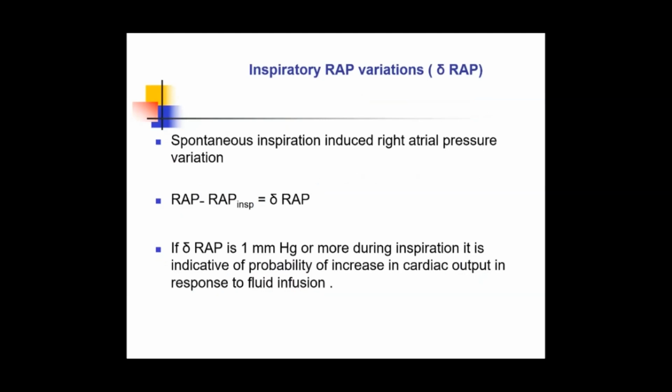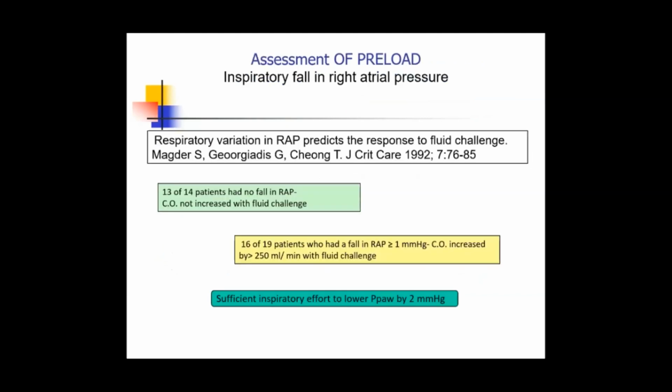So the delta RAP, if it is 1 millimeter mercury or more, that is, a fall in the RAP of 1 or more during inspiration, is indicative of probability of increase in cardiac output in response to fluid infusion. In studies, it was found that in 13 out of the 14 patients who had no fall in RAP, when a fluid challenge was given, there was no increase in cardiac output. Whereas 16 out of 19 patients who showed an inspiratory fall in RAP of 1 or more than 1 millimeter mercury had cardiac output increase by more than 250 ml per minute with fluid challenge. Sufficient inspiratory effort to lower airway pressure by 2 millimeter mercury is the rider in these cases.